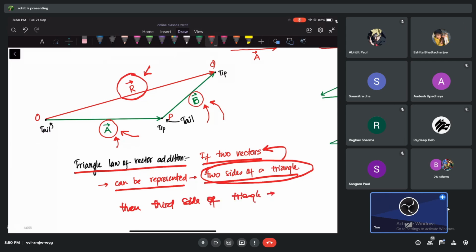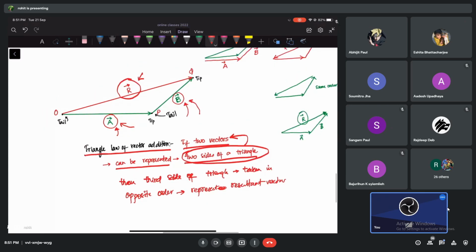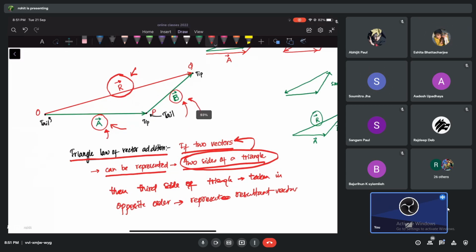The third side of the triangle, taken in same order or opposite order? Opposite order. Taken in opposite order, it will automatically represent the resultant vector. Yes, okay. I hope you are clear with this. Looking at this diagram, tell me, are you clear? Are you really clear, guys?